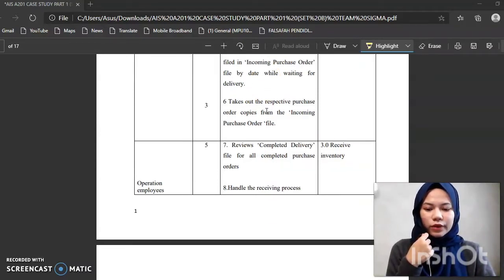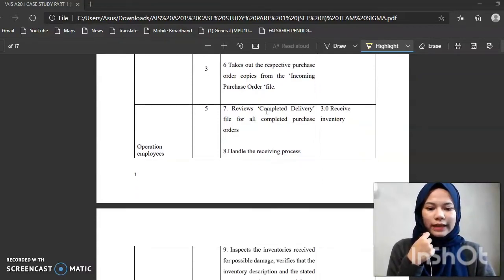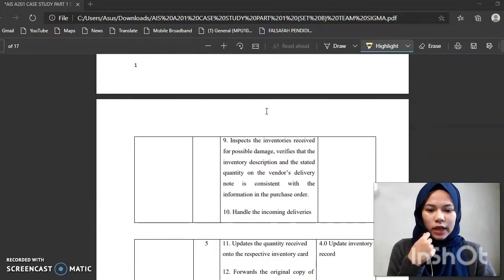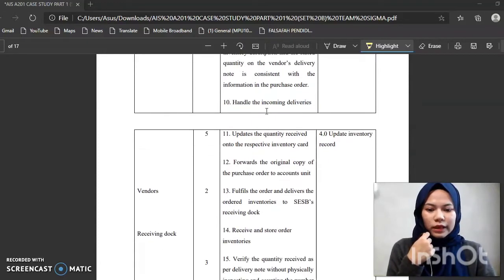And the second one of the entities is operation employees. They review the completed delivery file for all completed purchase orders, handle the receiving process, inspect the inventory received for possible damage, verify the inventory description and stated quantity on the vendor's delivery notes, update the quantity received, and last one, forward the original copies of the purchase orders to accounts unit.